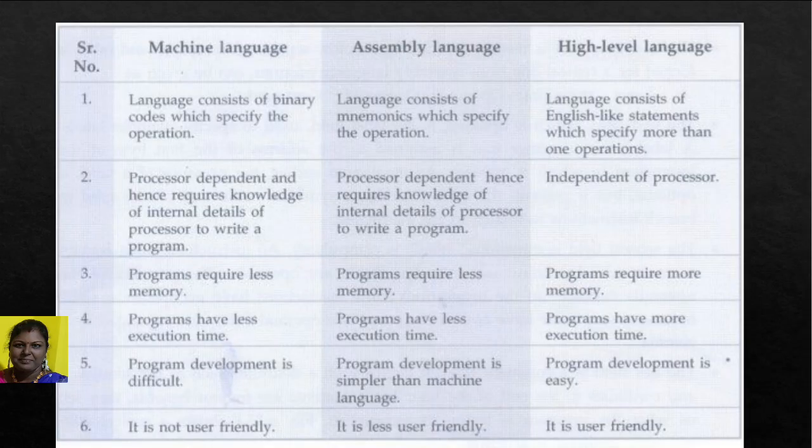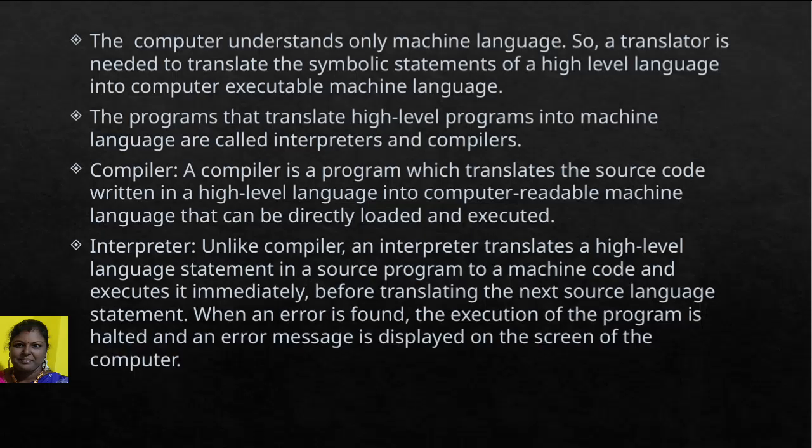Computers only understand machine language, a string of zeros and ones. So we need translators to convert the human-friendly code we write into this machine language. These translators come in 2 forms, compilers and interpreters. A compiler takes the entire program, translates it all at once, and creates a file the computer can run directly. An interpreter, on the other hand, translates and executes one statement at a time, stopping immediately if it finds an error. Both play a crucial role in bridging the gap between us and the machine.